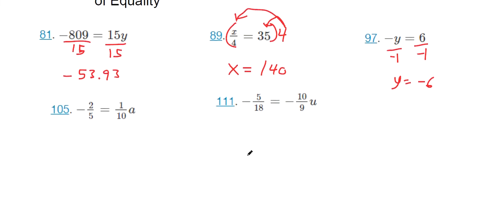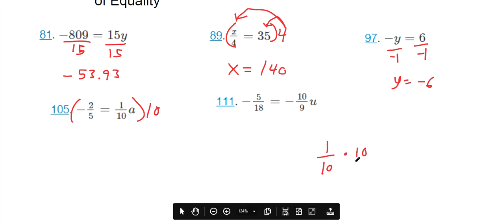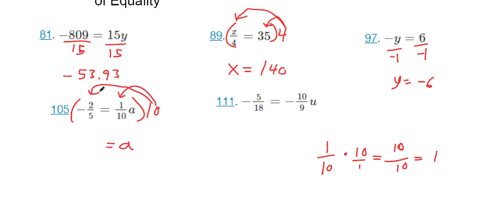And then down here, if you're trying to get a by itself, negative 2 over 5 equals 1 over 10a. You want to make that 10 disappear, so you could just multiply by 10. Right? 1 over 10 times 10, make it into a fraction, and you would have 10 over 10 if you multiply straight across the top and straight across the bottom, which simplifies to just be 1. So this times this cancels out just like what we want. But we got to keep it balanced.